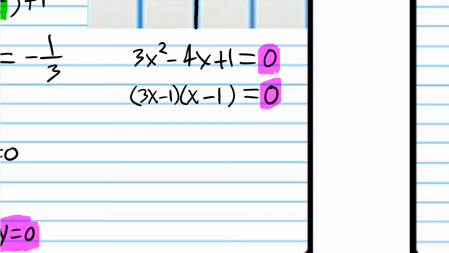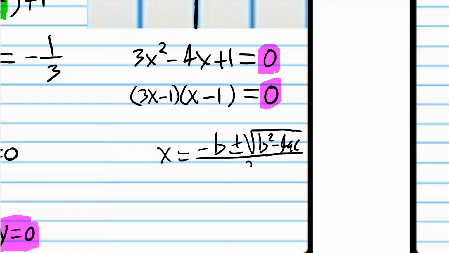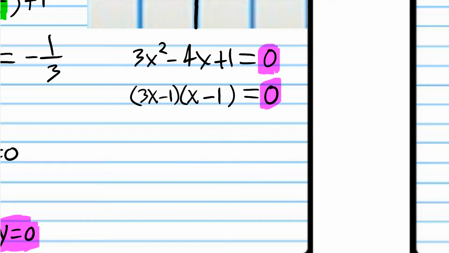Now, be aware that we could solve using the quadratic formula. x is equal to negative b plus or minus the square root of b squared minus 4ac. Just plug in the numbers using 3 for a, negative 4 for b, and 1 for c. Or we could solve by completing the square. But because this expression is factorable, we're just going to factor. All right.